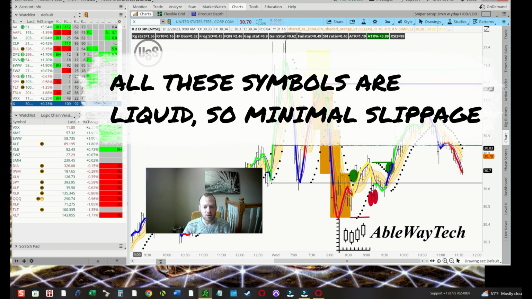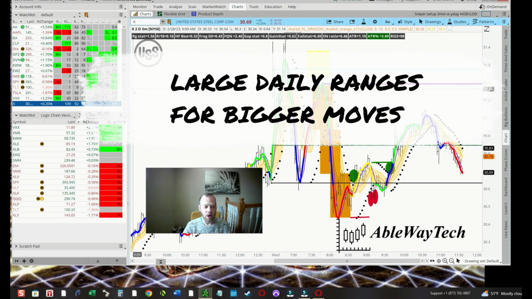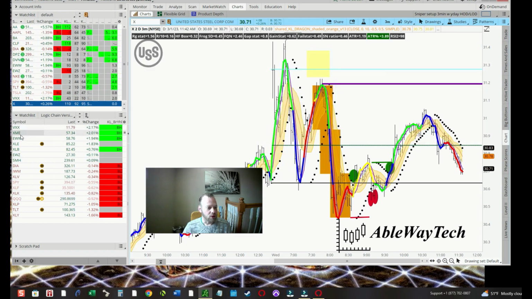They're all very liquid. They have big volume each day so that you can get in and out without a lot of slippage, or you just get filled really quickly, which is important. And they also all have large daily ranges. They have a lot of signal compared to their noise, which means they tend to have really big channels that you can trade in.